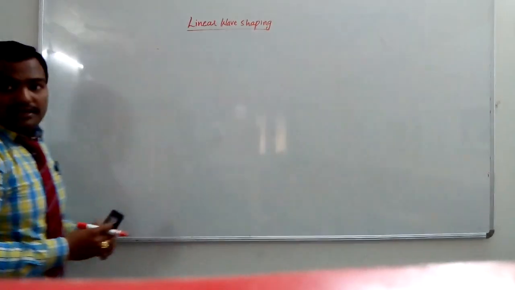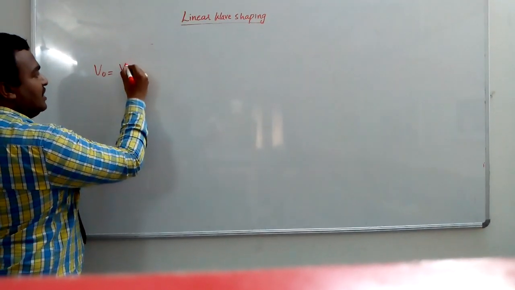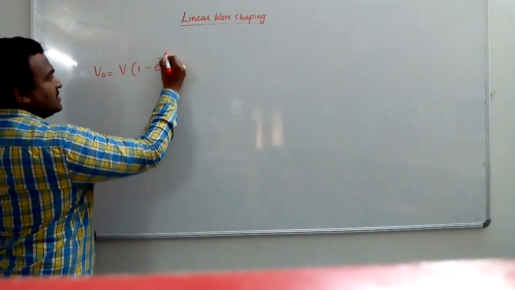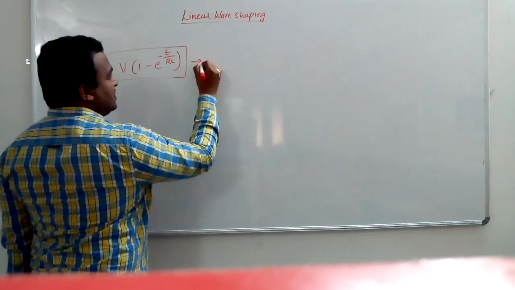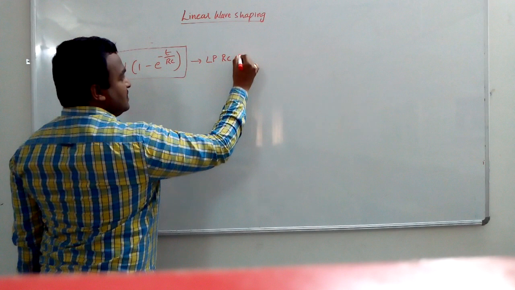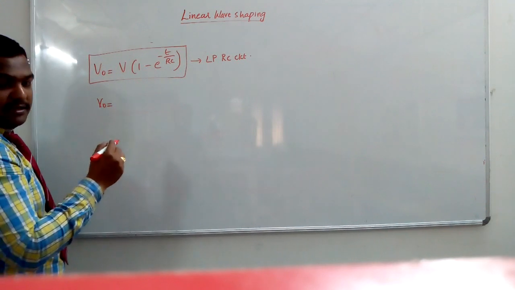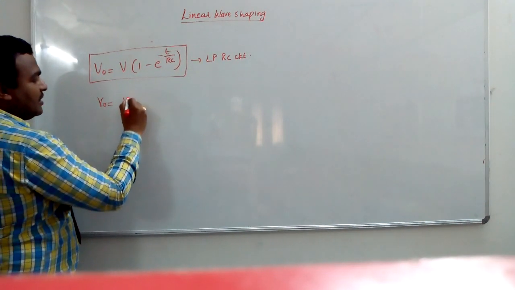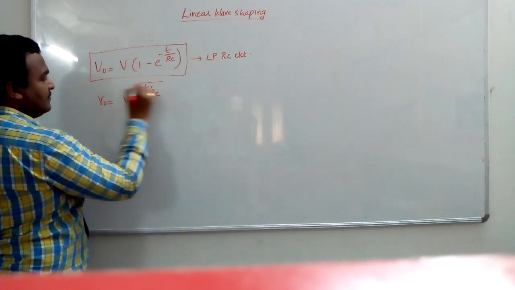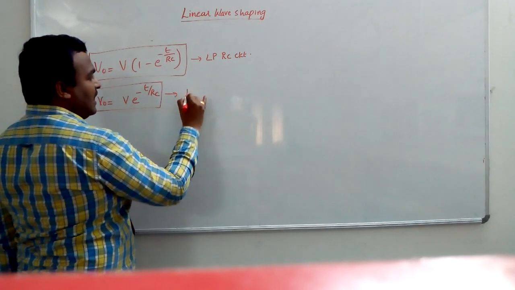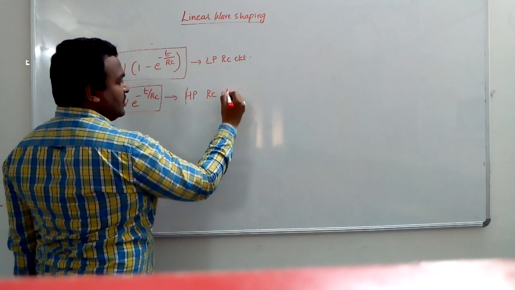By applying KVL and the necessary mathematical equations, we get the output expression for the low pass RC circuit: V0 is equal to V into 1 minus e power minus t by RC. This is the output voltage expression for a low pass RC circuit. Similarly, for the high pass RC circuit, after calculating with the help of the Laplace transform, we get the output voltage expression V0 is equal to V into e power minus t by RC. This is the output expression for the high pass RC circuit.